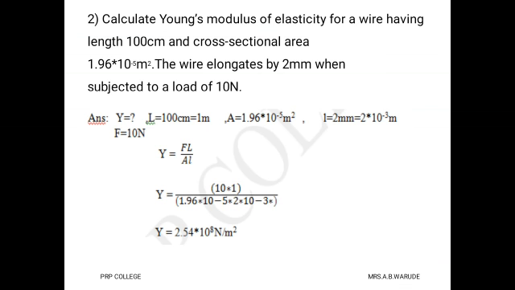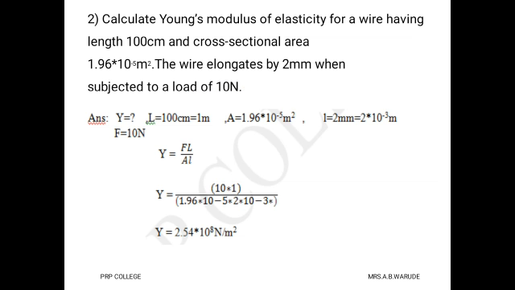Then second example: calculate Young's modulus of elasticity for a wire having length 100 centimeter and cross sectional area 1.96 into 10 raised to minus 5 meter square, and the wire elongates by 2 millimeter when subjected to a load of 10 Newton. Therefore, first we write the given values from the numerical. Here we have to calculate Young's modulus.